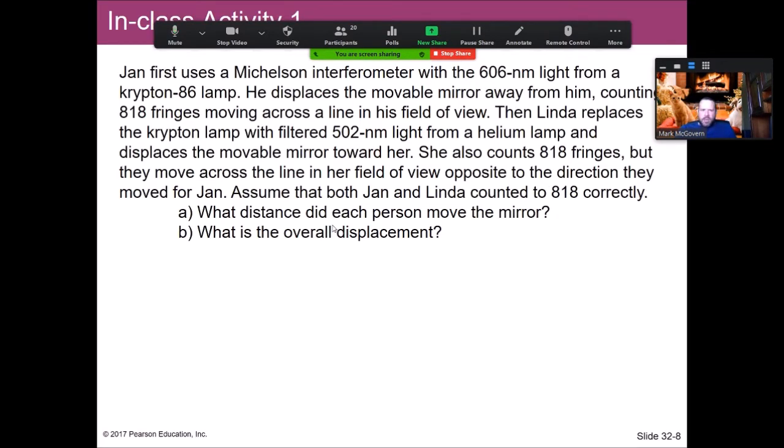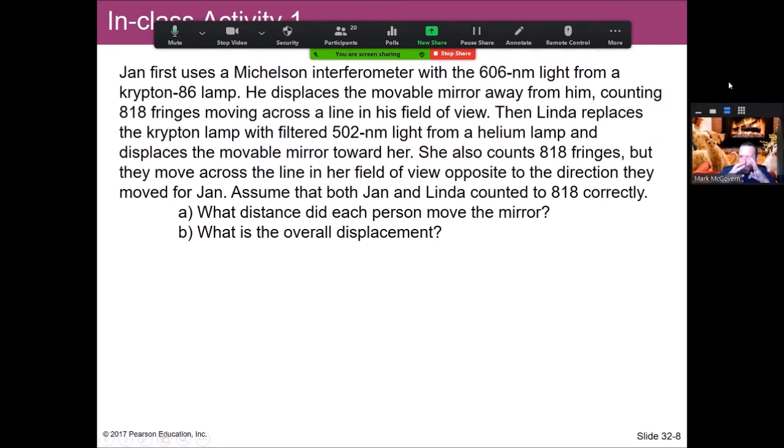Jean uses an interferometer with a 606 nanometer light, a krypton lamp. Fine. He displaces the movable mirror from him. He counts 818 fringes. So what happens is when you see that pattern of rings, as you move the mirror, they either expand out or they come in. And if they expand out, every time a ring moves, that's a fringe. That's the idea.